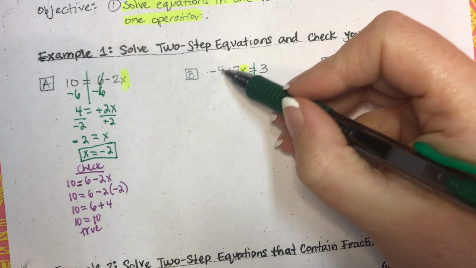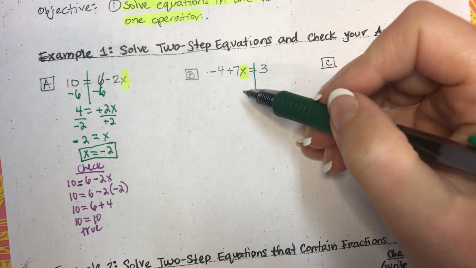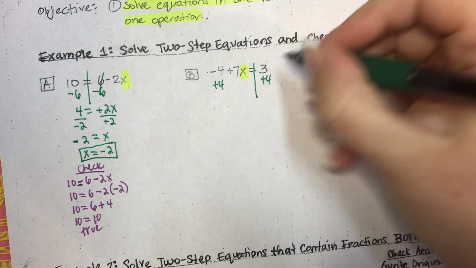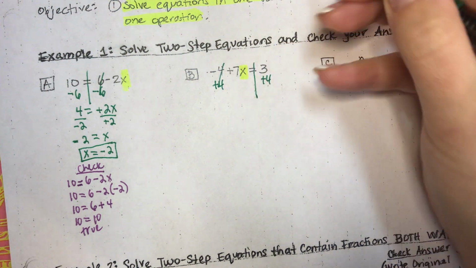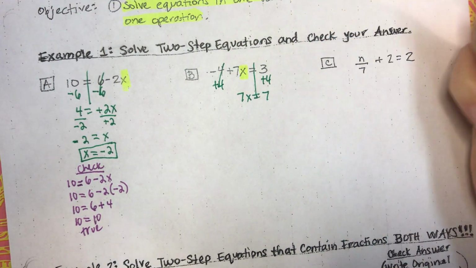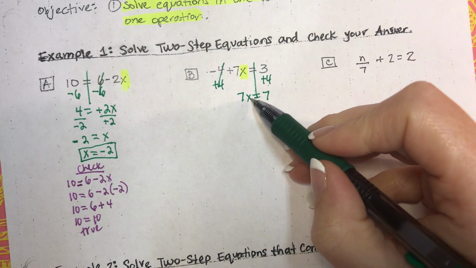So we're going to do the inverse of negative 4, which would be a positive 4. So we're going to use the addition property of equality on both sides. Negative 4 plus 4 cancels each other out. And we have 7x equals 3 plus 4 is 7. All right, so we have x here.